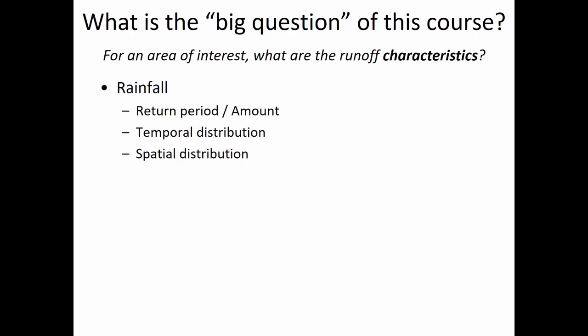And so if we want to know what are the runoff characteristics, we have to have a description of the rainfall that the area of interest is going to encounter. And some of the data that we need to know about the rainfall would be the return period amount relationship. And so we're talking about 2-year storm, 5-year storm, 10-year storm. And so that's just for a certain probability of occurrence in a given year, how much are you going to see?